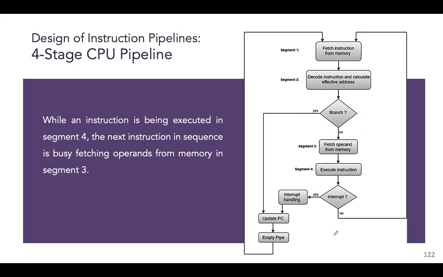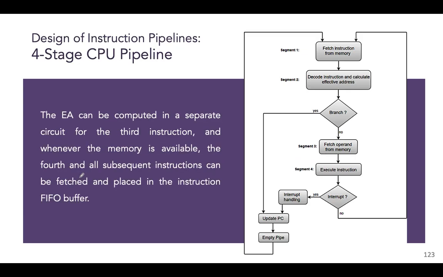Now see, while an instruction is being executed in segment 4, the next instruction in the sequence is busy fetching operands from memory in segment 3. That's how the pipeline works. So when one instruction is in segment 4, another one is in segment 3, another one is in segment 2, and another one is in segment 1, right? So when an instruction is in segment 4, the next instruction is in segment 3.